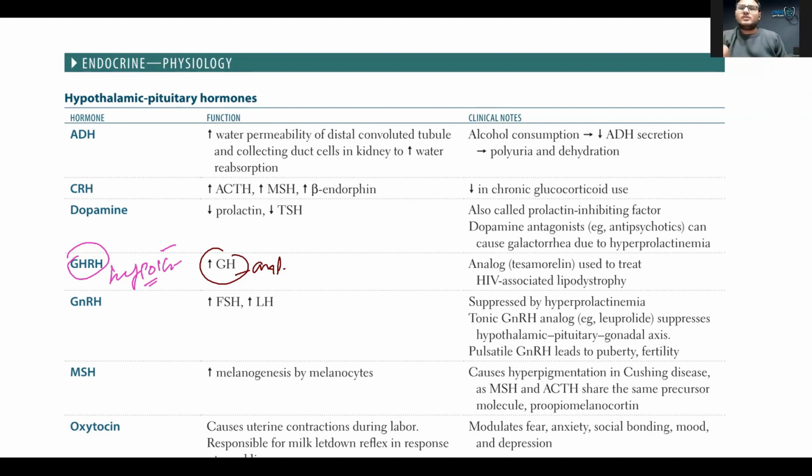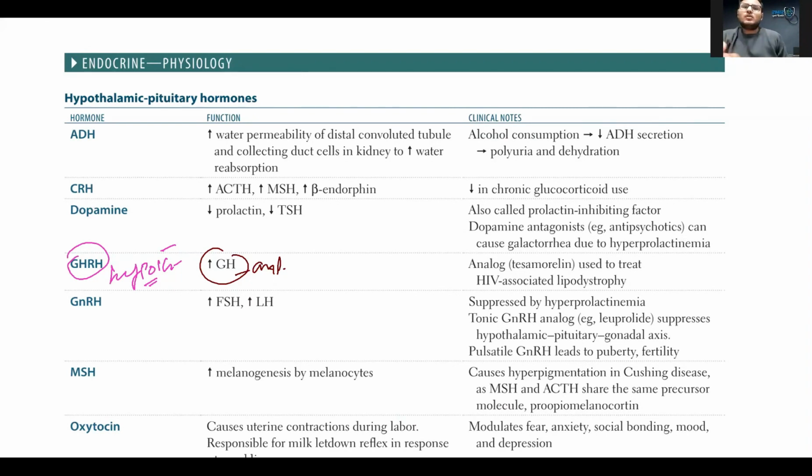HIV lipodystrophy. Can anybody tell which drug in HIV causes lipodystrophy? It is just a simple question, it's not necessary. We have many drugs that are used in HIV, and some of the drugs cause lipodystrophy. The interesting thing is that HIV itself causes lipodystrophy, and the drugs that are given also contribute to it. That's the reason we use this drug, because an HIV patient will be thin and lean, with weight loss and other problems. So growth hormone releasing hormone is given, and the analog of growth hormone releasing hormone is tesamorelin.